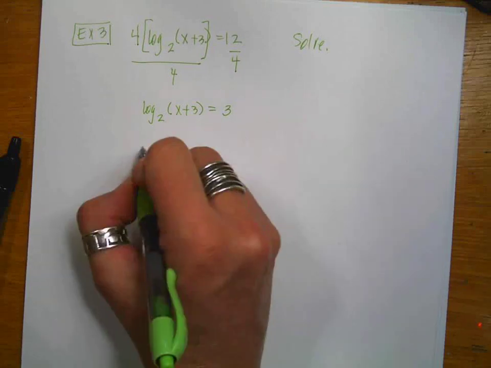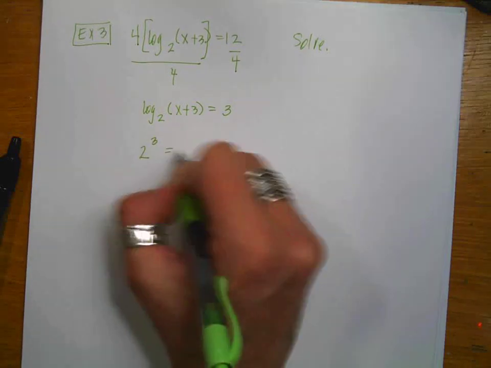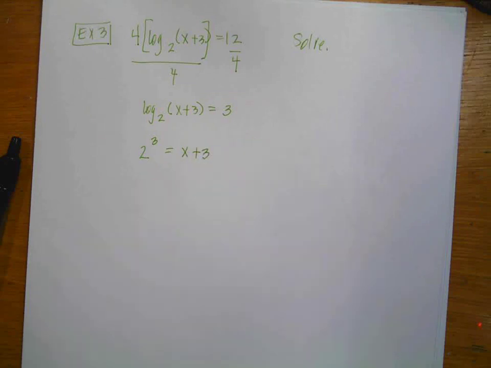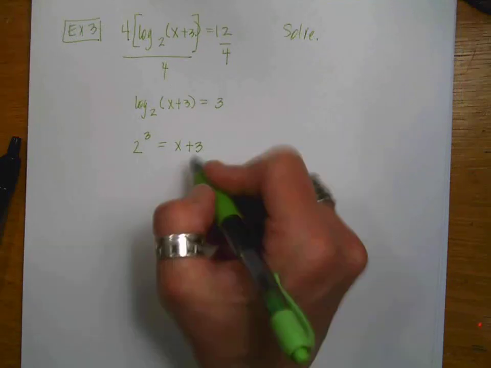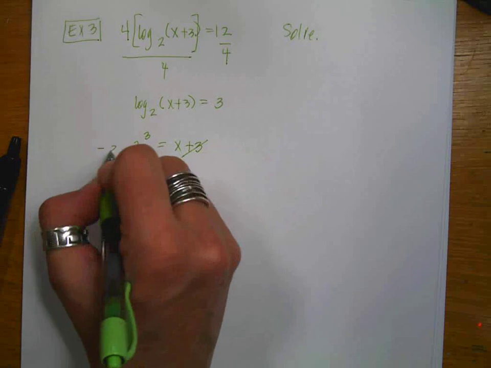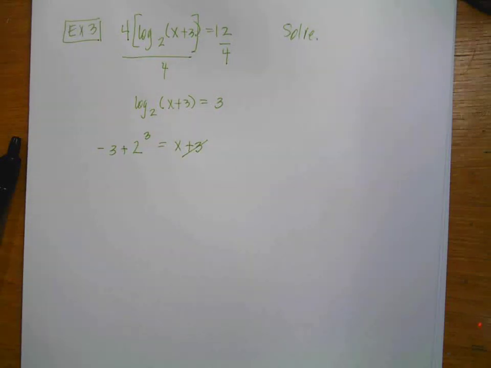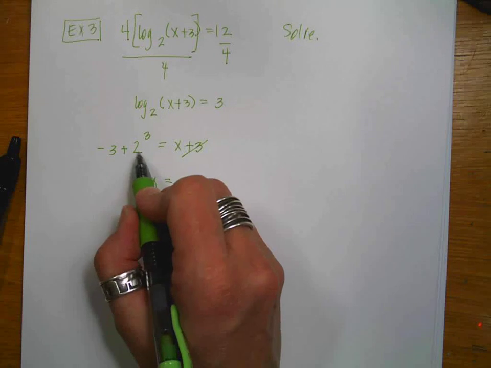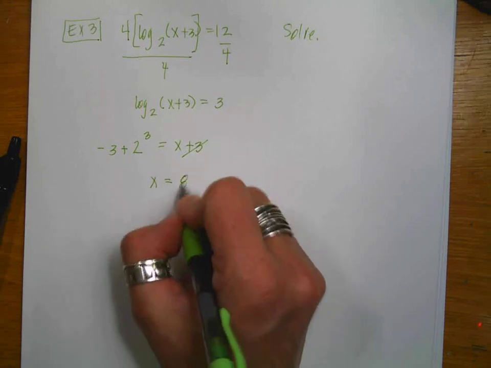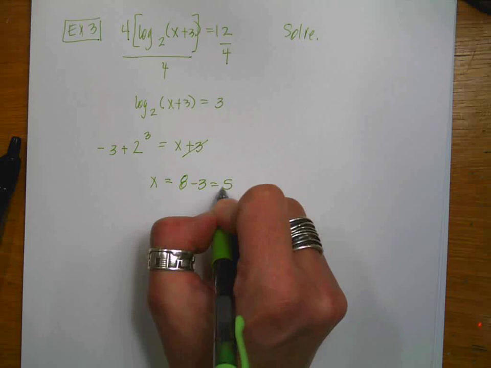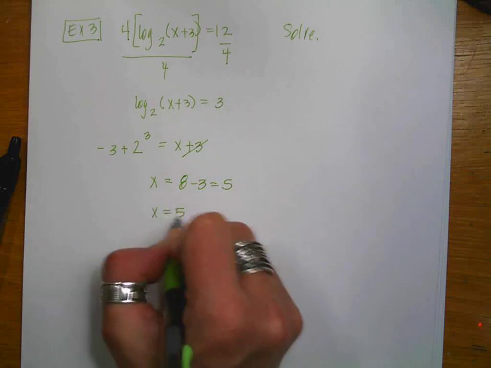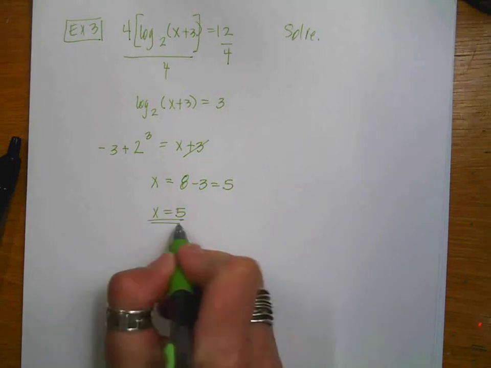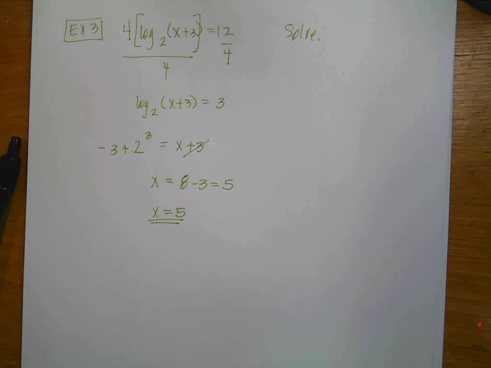Now I'm going to go back to exponent form. So I'm going to do 2 to the third is equal to x plus 3. And at this point, I'm going to subtract 3 from both sides. Okay? And if you need to, you can do this in your calculator or you can do it by hand. 2 to the third is 8, minus 3 is equal to 5, and so I get that x is equal to 5. So that was nice and polite.